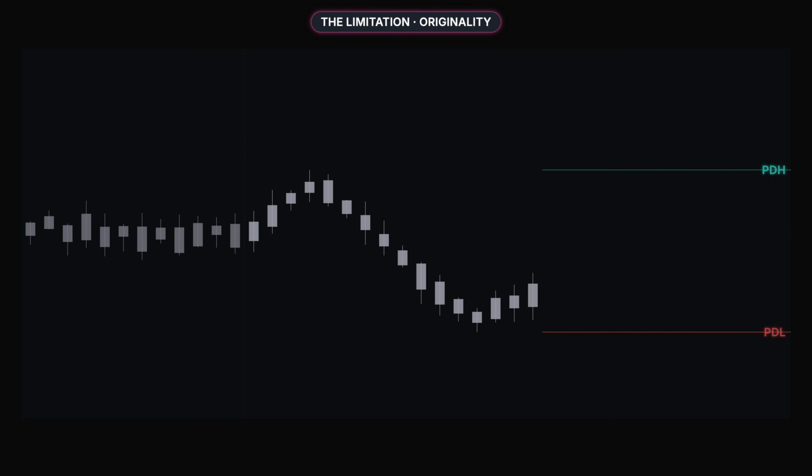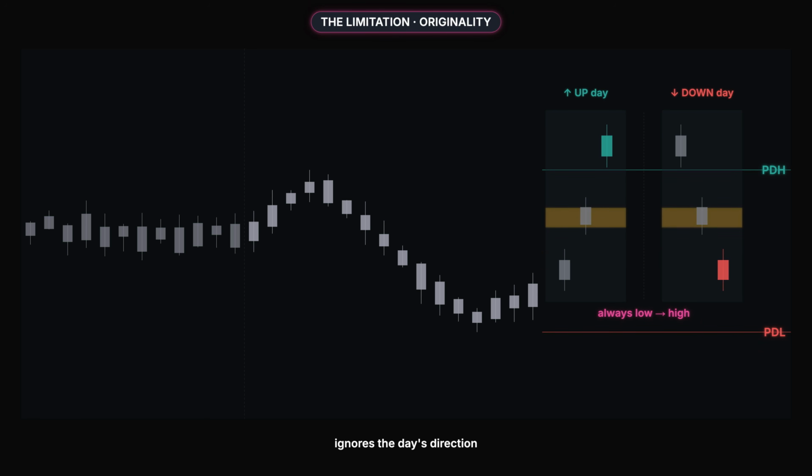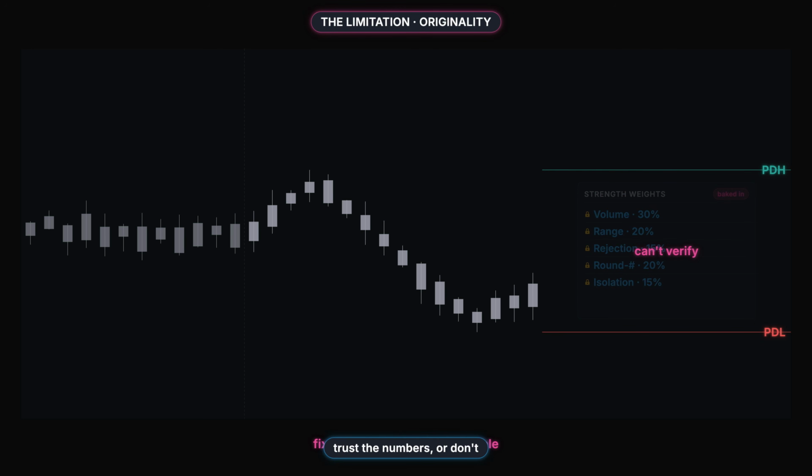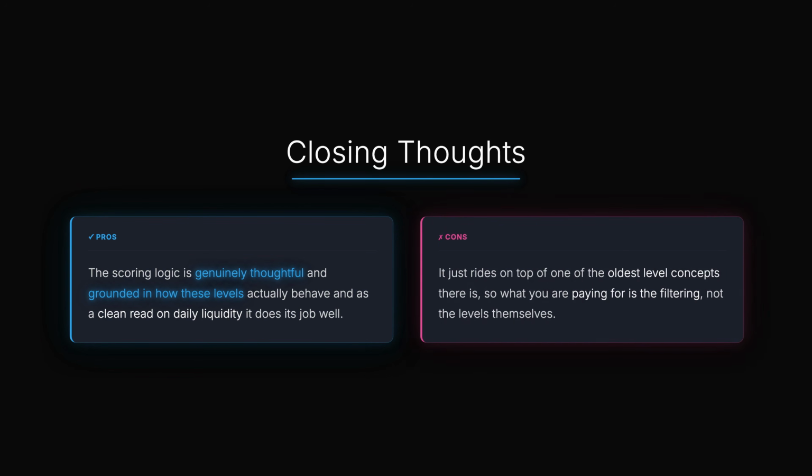At its core, this is the previous day, high and low, a concept any trader can draw with 2 horizontal lines, and the value here is the prioritization rather than the idea. The golden pocket is also always measured low to high, regardless of whether the day closed up or down, and the strength weights, while the author says they were checked against data, are baked in, rather than something you can see or verify yourself. The scoring logic is genuinely thoughtful and grounded in how these levels actually behave, and as a clean read on daily liquidity, it does its job well.